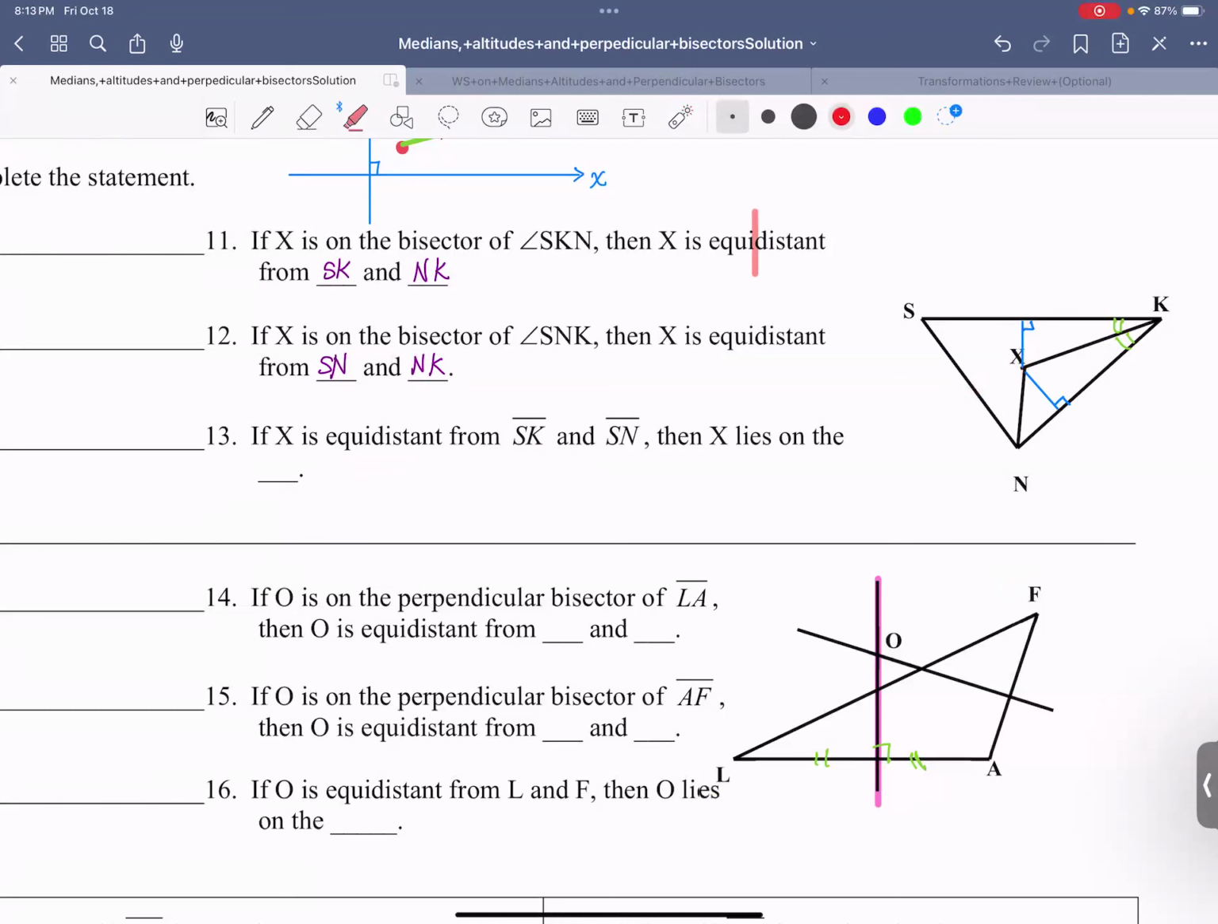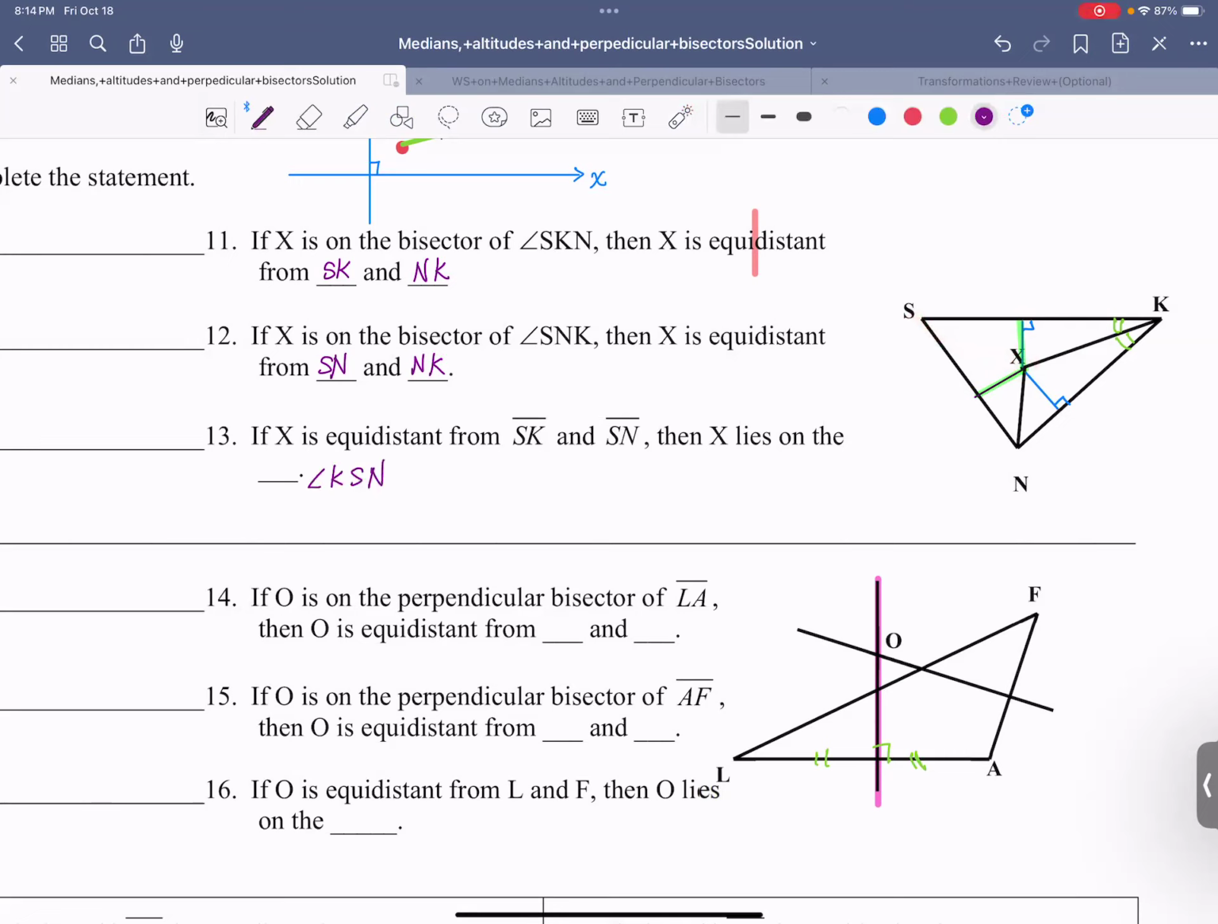You are talking about these two lines. Pay attention to here. They give you these two equidistance. So X is what? X is on the bisector of angle KSN. Yes, thank you. You got it. I'm happy for you.